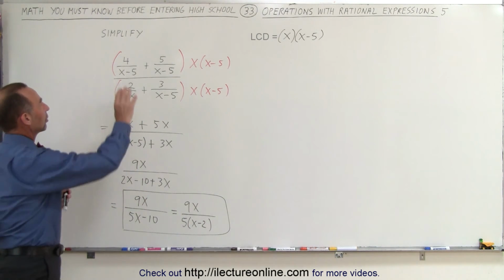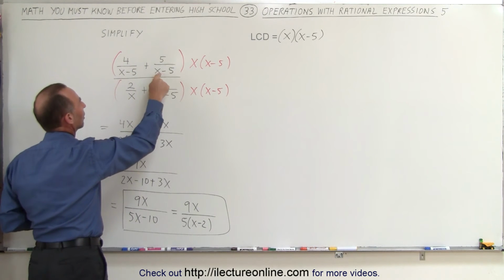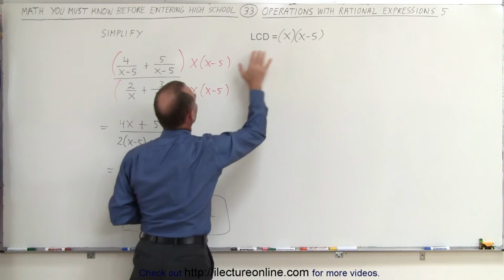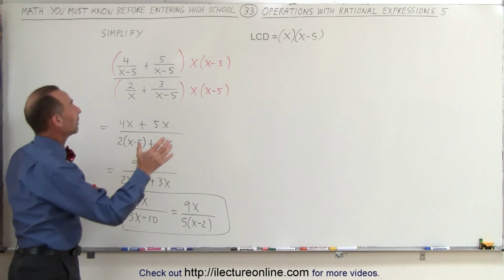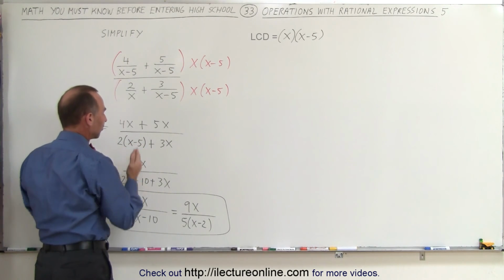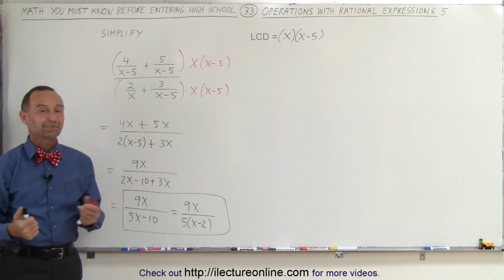All we have to do is look at all the fractions in the numerator, all the fractions in the denominator, look at all the denominators, and find the smallest common factor. In this case, it is x times x minus 5. Then when you multiply both the numerator and the denominator, you eliminate all the denominators, and the rational expression looks a lot simpler. And that's how you do it.